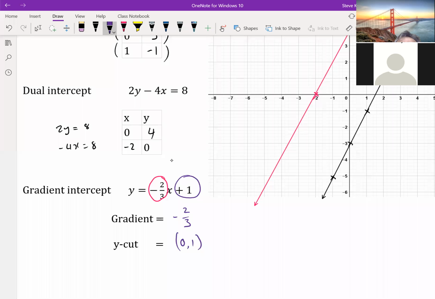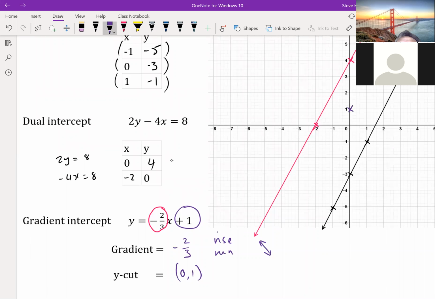And once we've got that, all we have to do is go to the y-cut, mark that off, and then go to my gradient. My gradient says I've got a rise of 2 and I've got a run of 3. And because the whole thing is negative, the line must be pointing up to the left-hand side. So go to the one point that I do know, go up 2 and across 3. There's my point. Up 2 and across 3. 1, 2, 3. There we go. Or I could have gone down 2 and across 3. So I've got my points set up there.